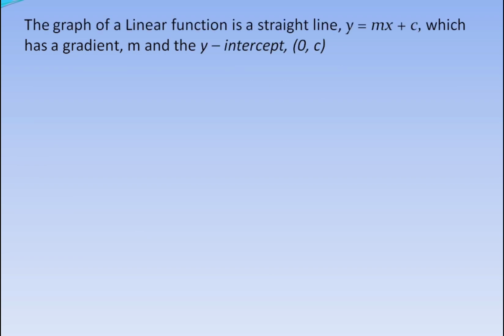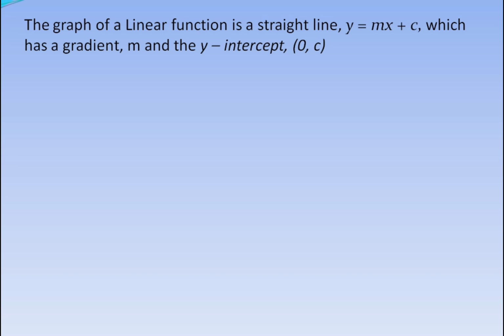Now let's look at the graph of a linear function. For the graph of a linear function, we are saying that it's a straight line where we have y equals mx plus c, which has a gradient m, and the y-intercept. We've already talked about the gradient, where we are talking about the steepness of the graph, the rise and the fall of the graph.